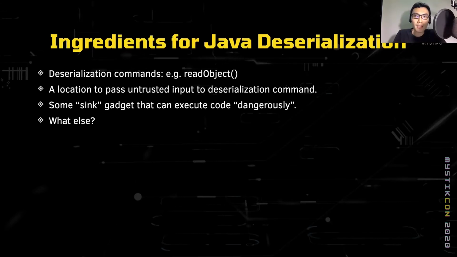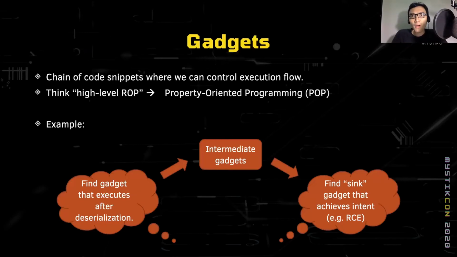And next, even if you deserialize said user-controlled input, this input needs to be processed by some other gadget that then executes code dangerously. So in short, you're looking at these key ingredients. Now you might wonder, does this sound familiar? Essentially, what we are thinking of is a gadget chain.